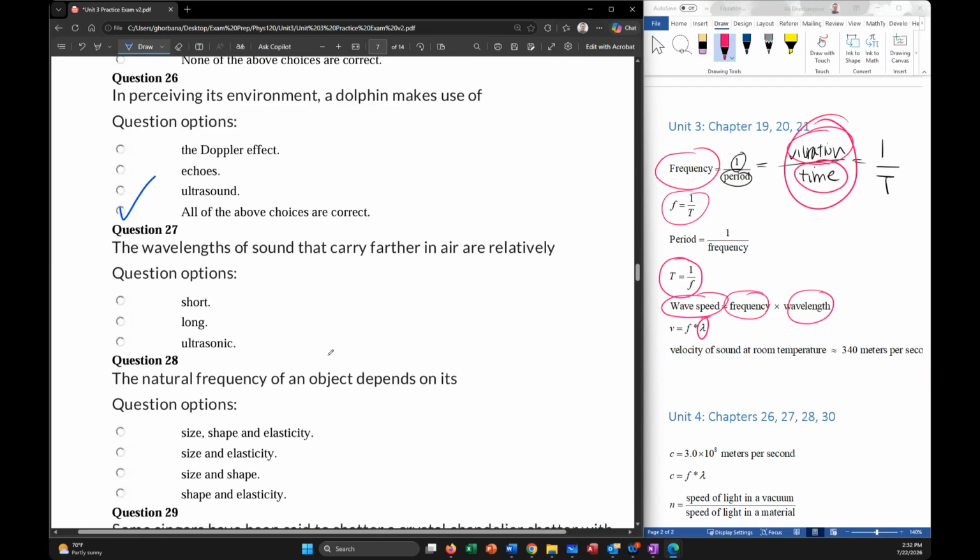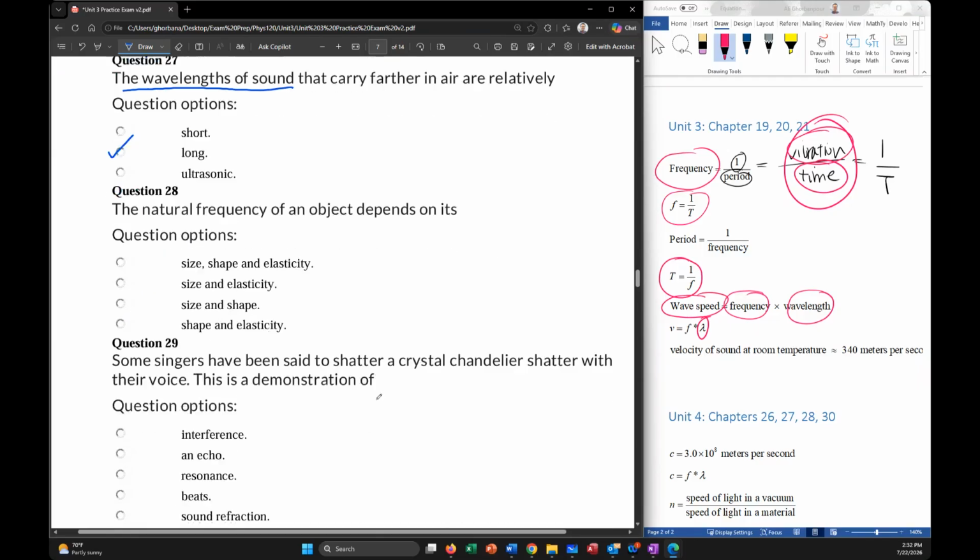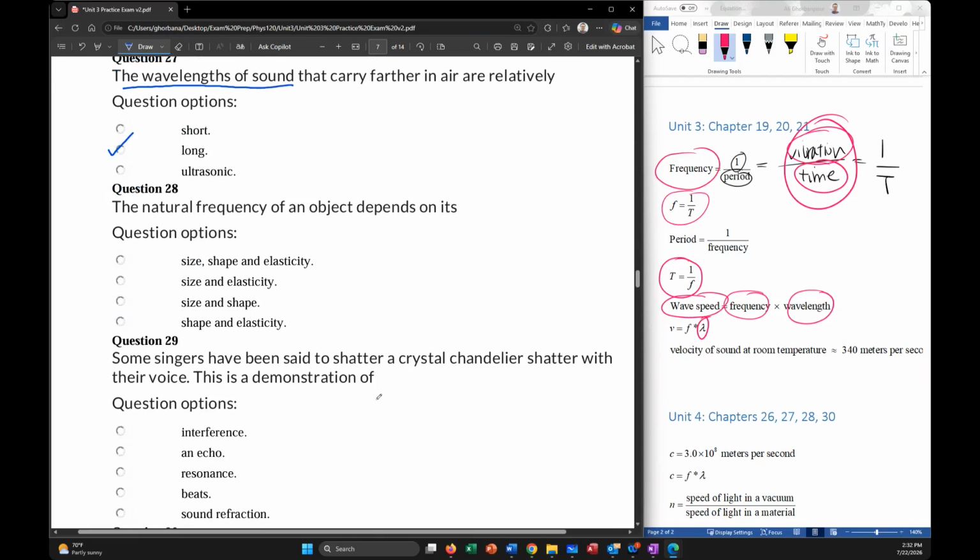The wavelengths of sound that carry farther in air are relatively long. If the wavelength is bigger, it can definitely carry farther in the air. The natural frequency of an object depends on its size, shape, and elasticity. It depends on all three: size, shape, and elasticity.